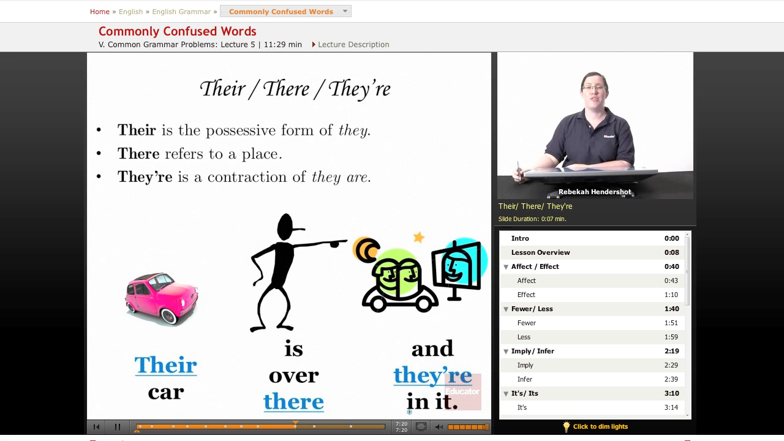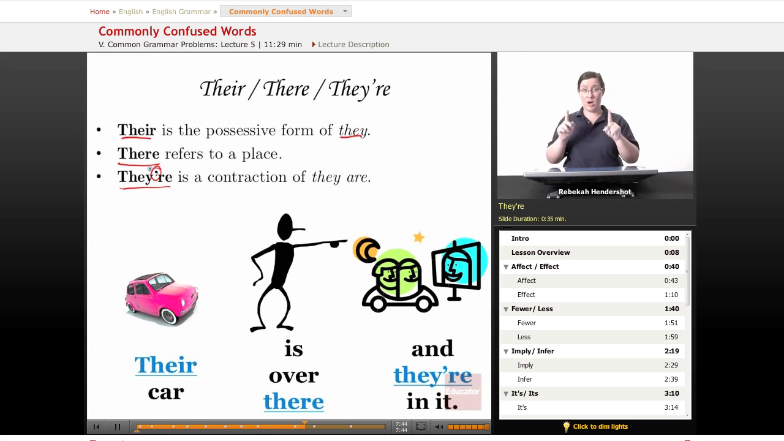Okay, there, their, and they're. This one drives everyone absolutely berserk. Their, T-H-E-I-R, is the possessive form of they. There, T-H-E-R-E, refers to a place, over there. And they're, notice that apostrophe, is a contraction of they are. Well, how do you remember this one?